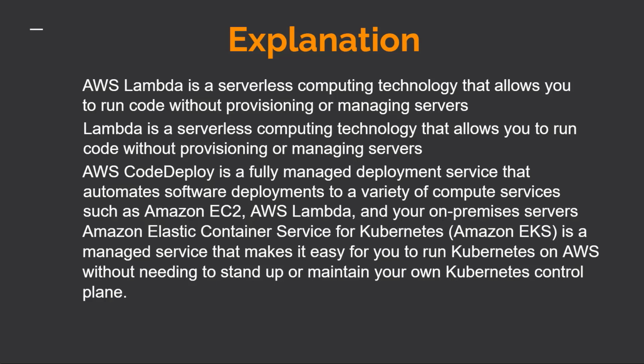Explanation. AWS Lambda is a serverless computing technology that allows you to run code without provisioning or managing servers. AWS CodeDeploy is a fully managed deployment service that automates software deployments to a variety of computing services, such as Amazon EC2, AWS Lambda, and your on-premises servers. Amazon Elastic Container Service for Kubernetes, Amazon EKS, is a managed service that makes it easy for you to run Kubernetes on AWS without needing to stand up or maintain your Kubernetes control plane.